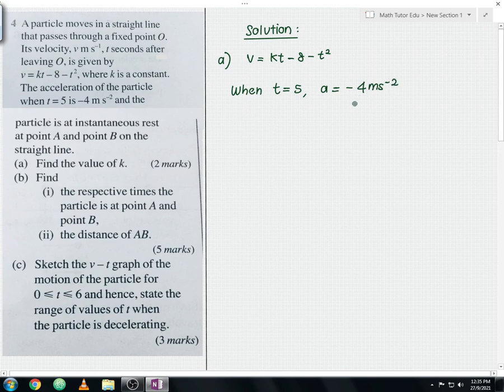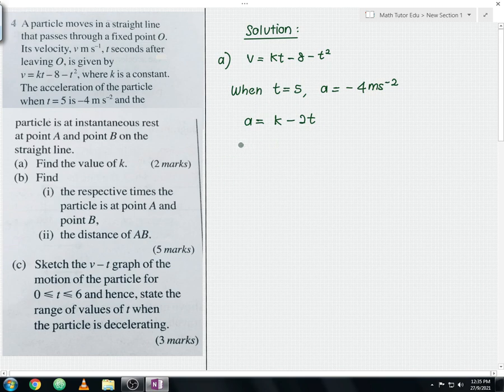So from here, the question didn't give us the acceleration equation, but they gave us the velocity. So how do we find the acceleration? It's very simple, guys. You differentiate the velocity, you should get the acceleration equation. So from here, you differentiate this, you should get the acceleration equals k minus 2t. So this is your acceleration equation. Since you have t equals 5 and a equals negative 4 meter per second square, you substitute these values into this equation.